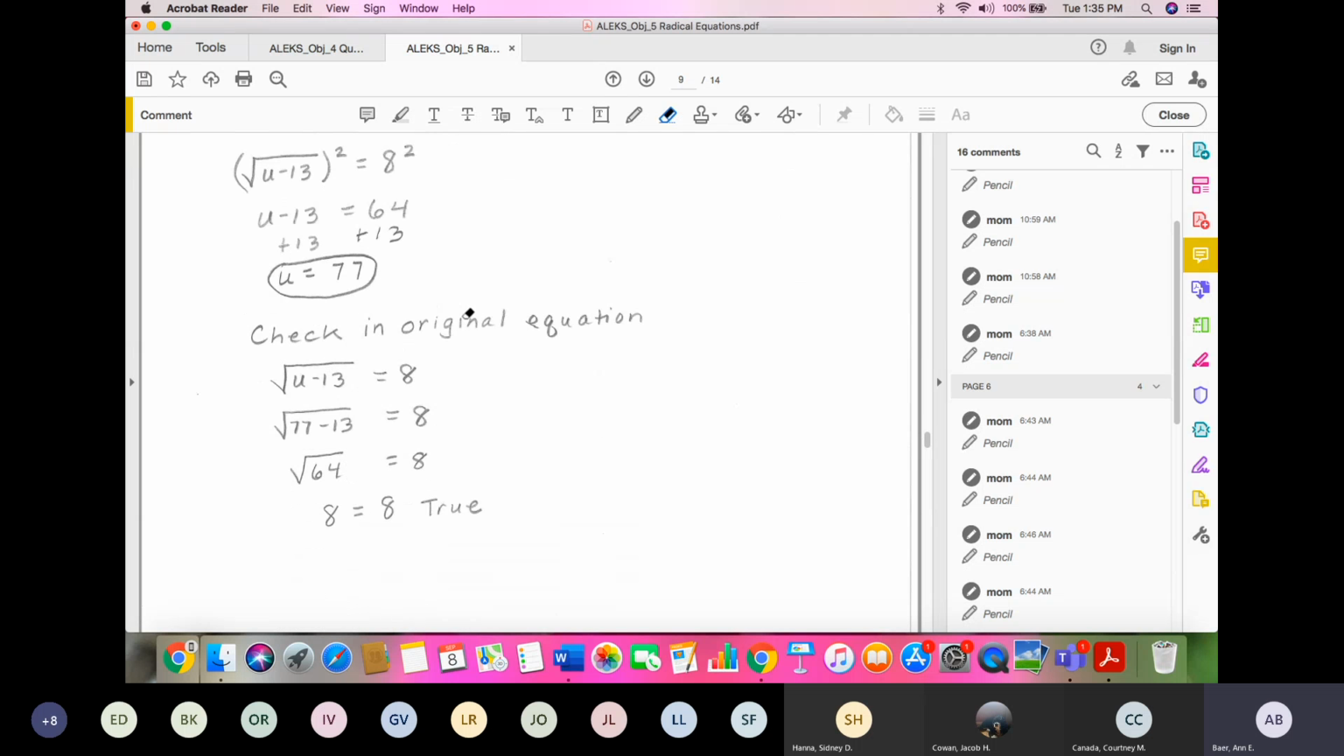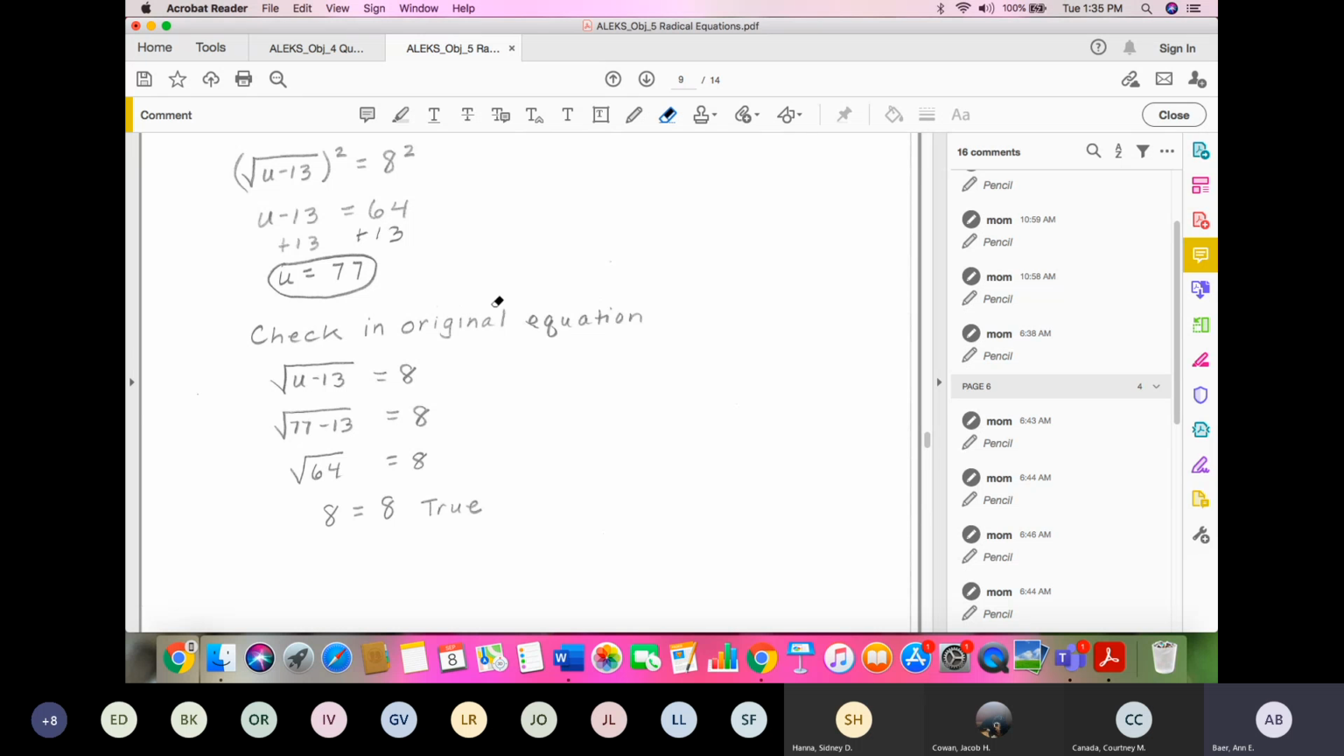So anybody have any questions on the first one that we did? Starting off, just more basic here, we did 3 of the steps. We didn't have to isolate the radical.